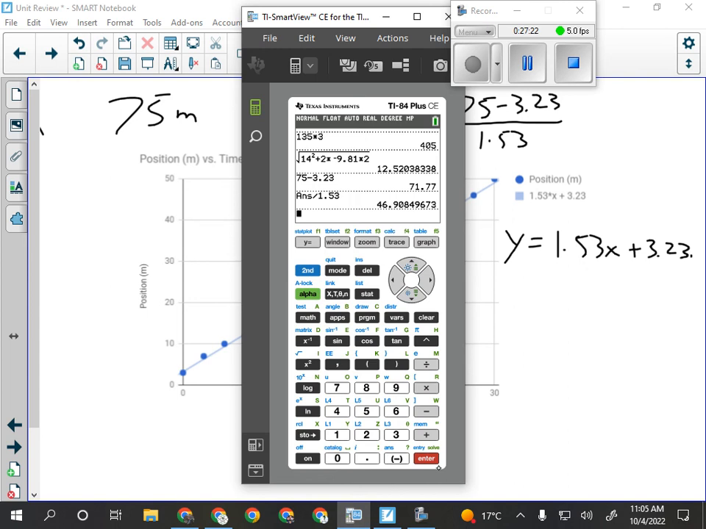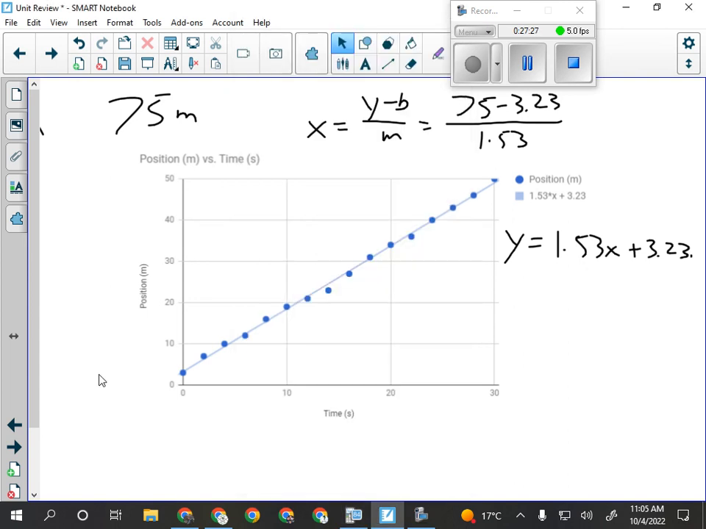Are you all right with that? Okay. And I could do a similar thing. I could ask you, what would the position be after 50 seconds? If I ask you what the position is going to be, you're looking for y. So you just plug in 50 for x and solve, and you're there. That's the kind of thing I might ask.